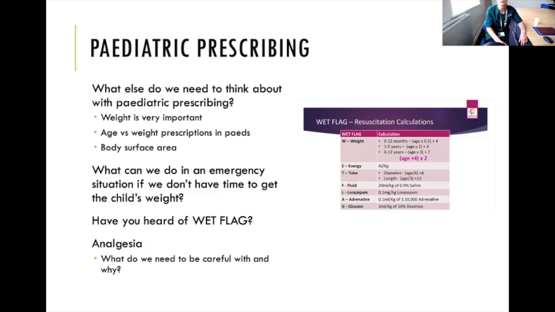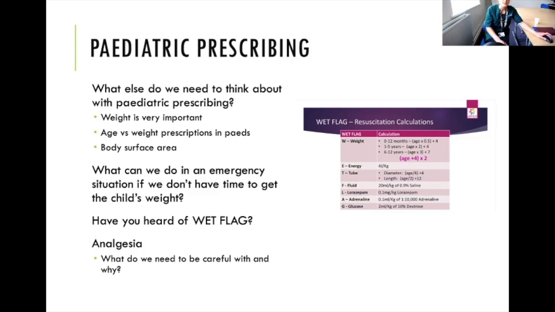E is for energy, so that's your shocking rhythm, shocking energy in joules. T is tube, so if we're going to need to tube them, useful for ITU, and you'd have one above and one below ready as well in case you need that. F is fluid, so that's your bolus, 20 ml per kilogram. L is lorazepam, obviously if you're having a fitting child. A is adrenaline, and that's the dose for CPR rather than for anaphylaxis. And G is your glucose, if you've got a hypoglycemic child coming in, or you notice that they're hypoglycemic.